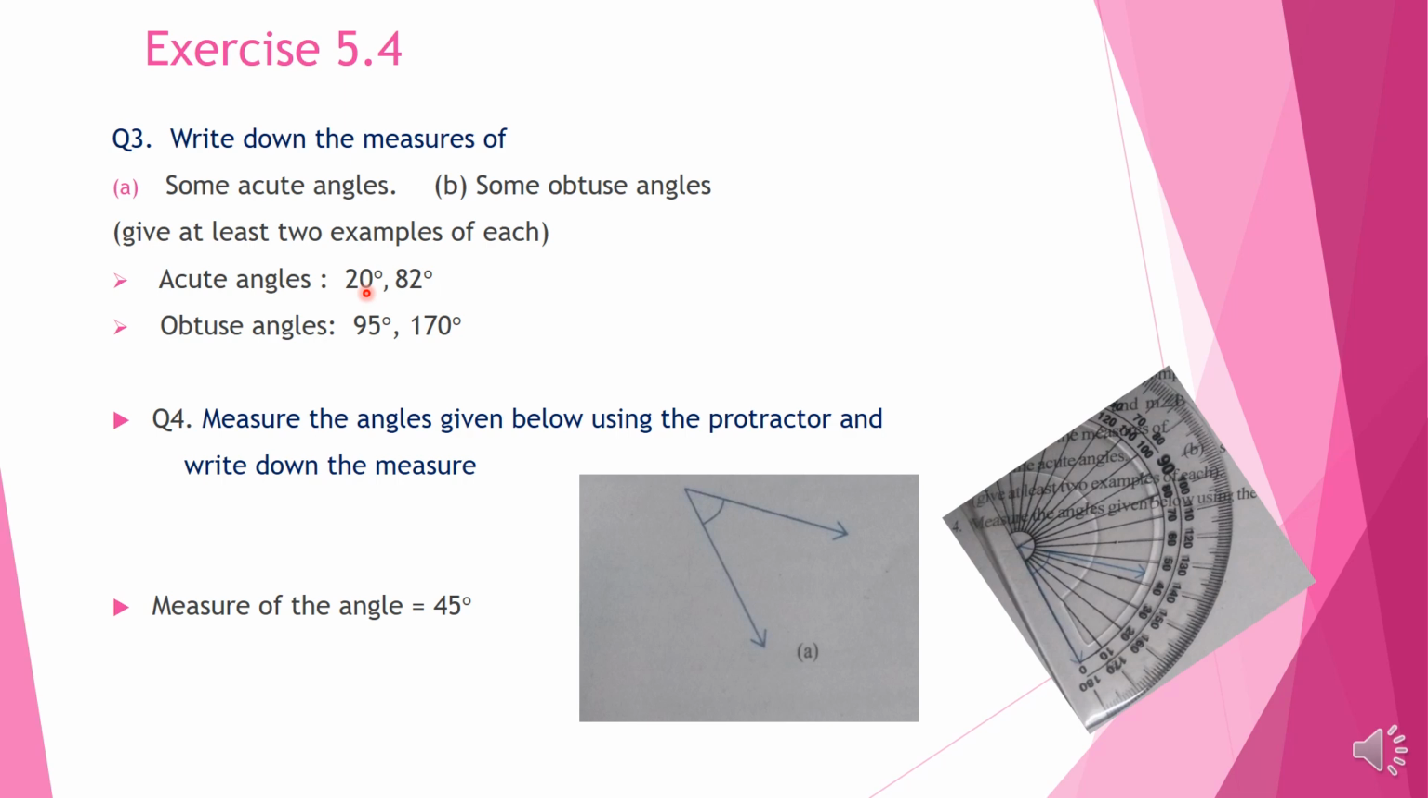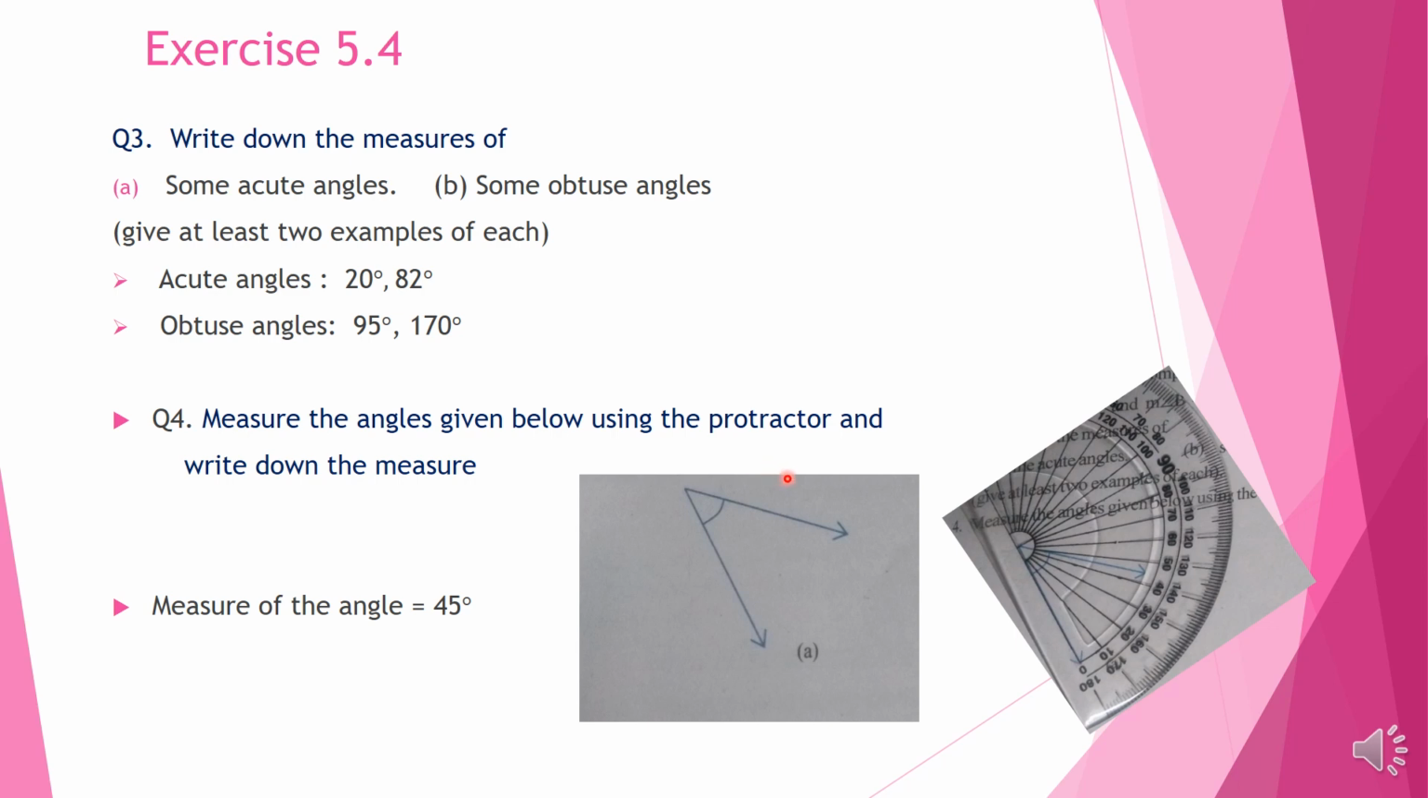Okay children. Question number 4. Measure the angles given below using the protractor and write down the measure. So children, here we have some figures, and first figure is this one and its measurement. It is already said in question, use the protractor. Okay, so you know the instrument protractor in your instrument box.